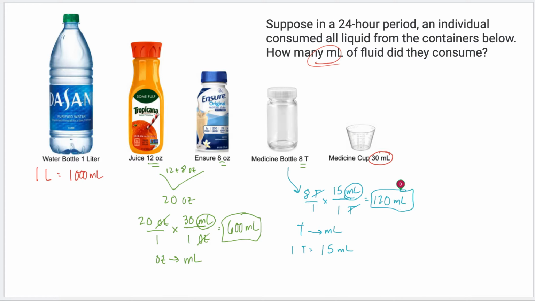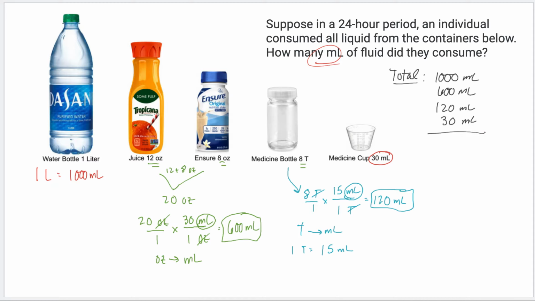There are 120 mLs in 8 tablespoons. And so now I'm just going to go back and find the total intake by summing all of those values. So the water bottle has 1,000 mLs. The juice and the Ensure, I calculated those ounces into 600 mLs. The medicine bottle was 120. And finally, the medicine cup was 30.